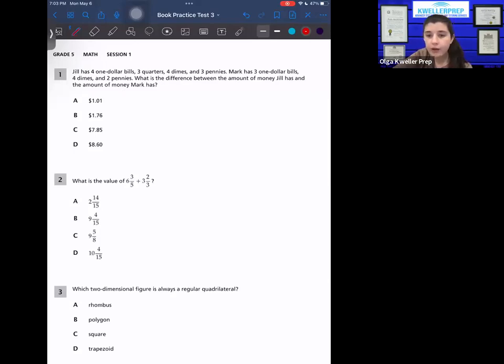So we have our very first one, which is saying Jill has 4 $1 bills, 3 quarters, 4 dimes, and 3 pennies. Mark has 3 $1 bills, 4 dimes, and 2 pennies. And they want us to figure out the difference in the amount of money Jill and Mark have. So first, let's do Jill. How much money does Jill have?